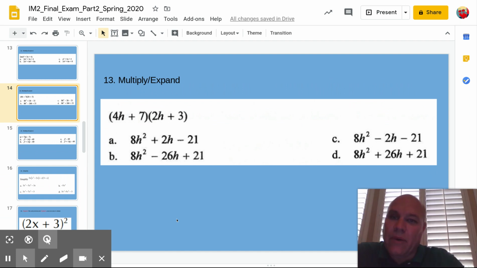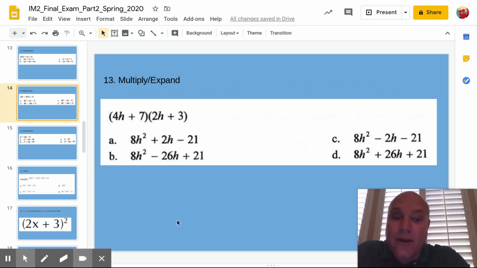Question 13, we have a binomial times a binomial. Do you remember how to do these? If not, go back to your notes. I taught you a couple ways how you can do this. So I want you to multiply these and write in standard form. And what do you get?